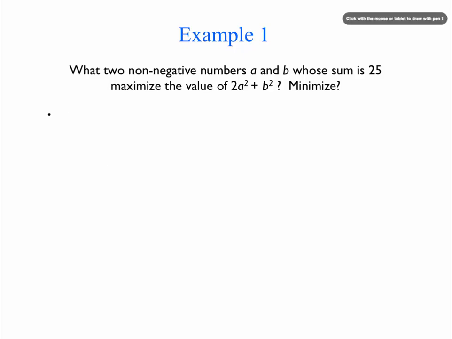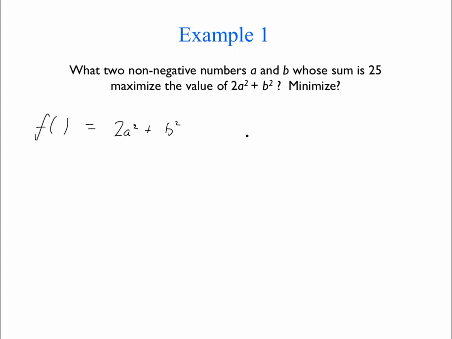So if we call it f, what in general defines f? What's the rule for f? You're looking at it, 2a squared plus b squared. Why? Because that's the thing we're trying to maximize or minimize. Okay, but there's a problem with this. What's the problem with this?